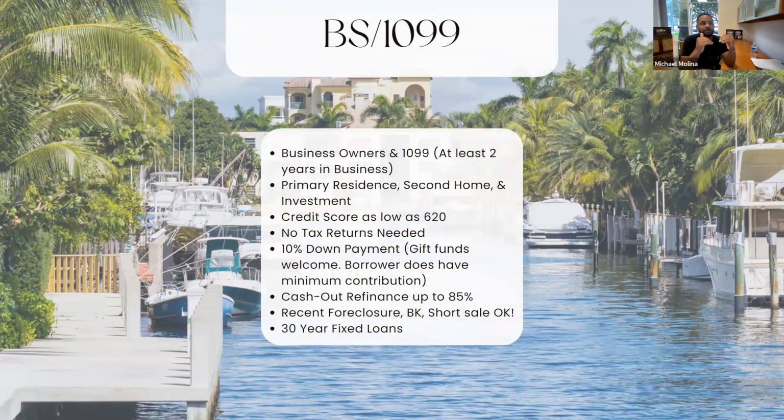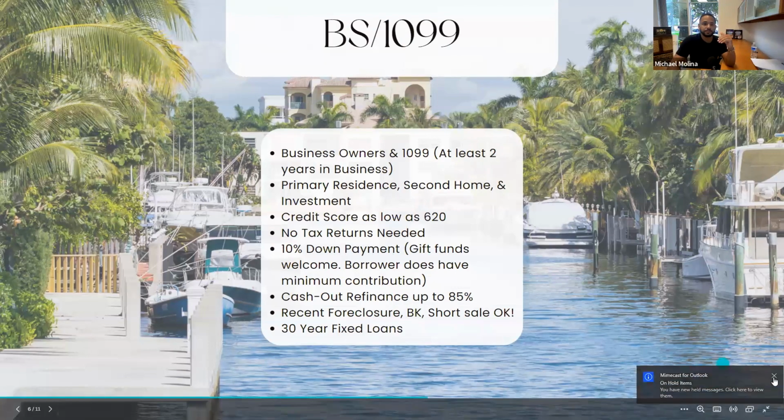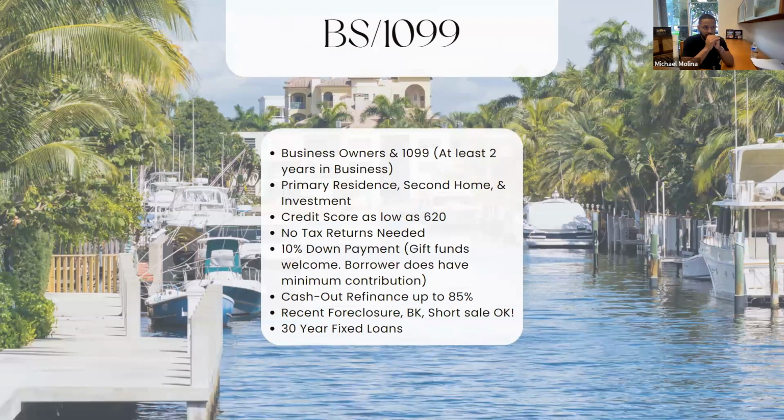You could do as low as 10% down, which is usually the lowest you'll go on these bank statement programs. The gift funds are welcome, but the borrower does have a minimum contribution. Typically around 5% is the minimum contribution that the borrower has to come in with themselves. So remember, conventional, FHA, VA, they can get 100% gift. On this one specifically, they do have to come in with at least their own funds, specifically 5% down, usually.